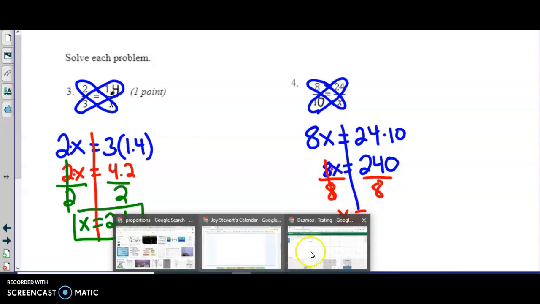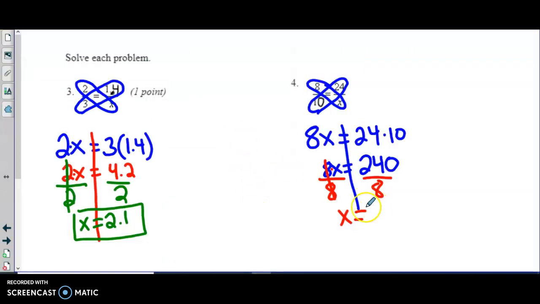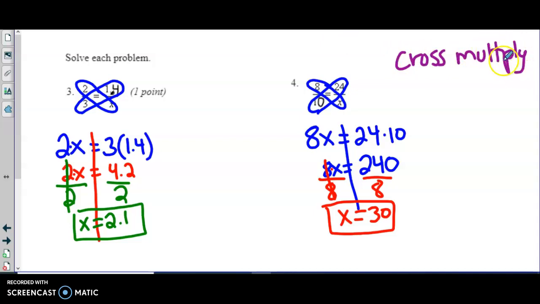And then we could go to our calculator, and we could do 240 divided by 8, and that equals 30. So in this case, x has to equal 30. So when you want to solve a problem like this, you would cross multiply and then divide. Those are the 2 steps. And you can even write those steps up here. Cross multiply. Then divide.